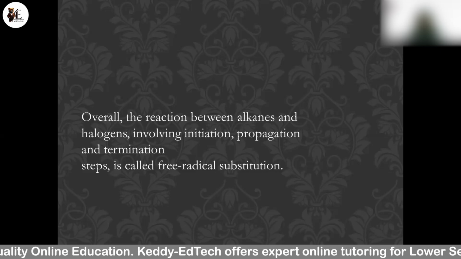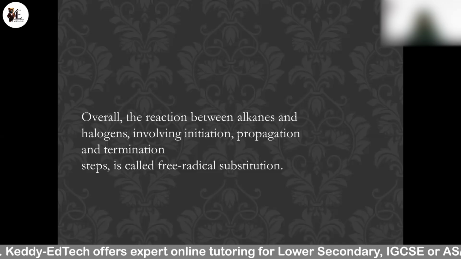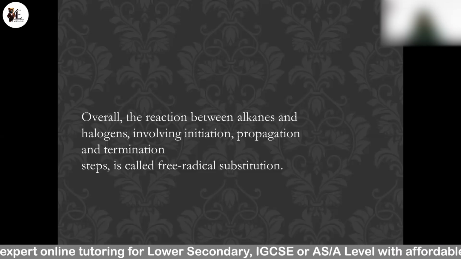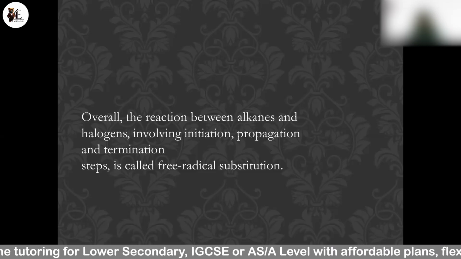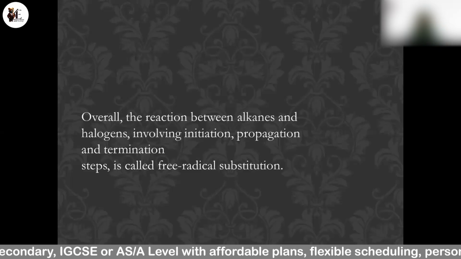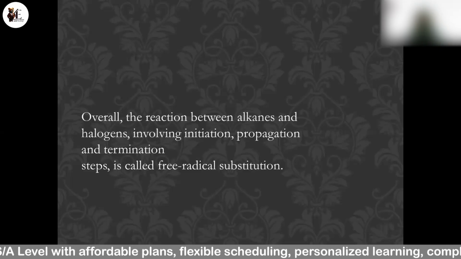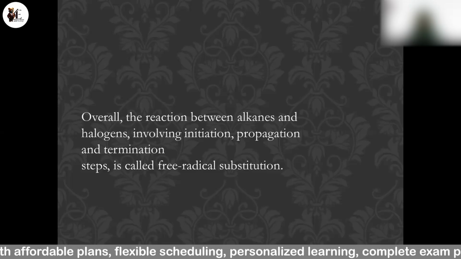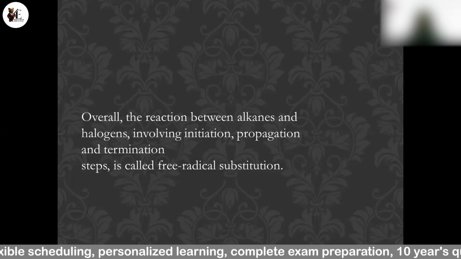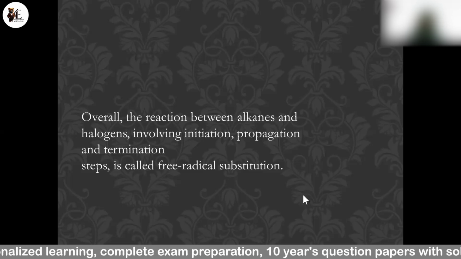Overall, the reaction between alkanes and halogens, which involves all these three steps, initiation, propagation, and termination, is called free radical substitution, because in all these steps radicals are forming, and in the last step 2 radicals combine and form a bond. So what is a free radical substitution reaction? It is the reaction between alkanes and halogens involving initiation, propagation, and termination steps.